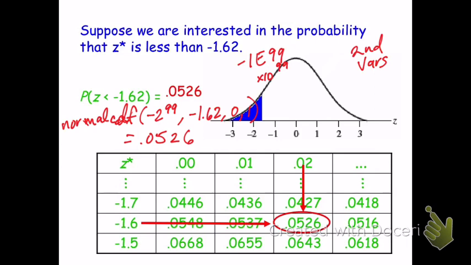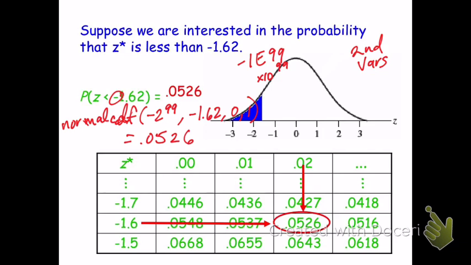Got 0.94. Did you put negative 1.62, or did you do positive 1.62? I did positive. Okay, it needs to be negative 1.62.